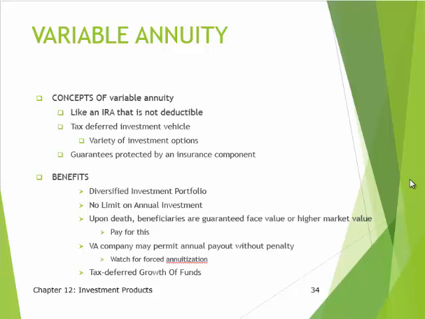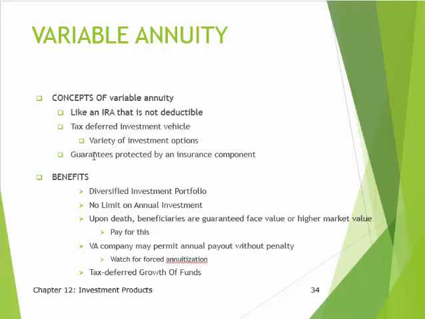The next kind of thing we want to talk about is something called a variable annuity. And a variable annuity is like an IRA that's not deductible. We're going to talk about retirement accounts later, but an IRA is an individual retirement account that you're allowed to put money in. It grows tax deferred, so there's no tax until you take it out. And you can take it out when you're 59 and a half for retirement. A variable annuity is the exact same thing, except you cannot deduct investments in a variable annuity from your taxes like you can a traditional IRA.